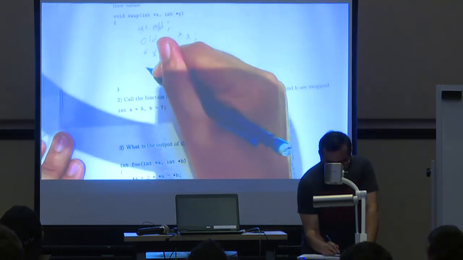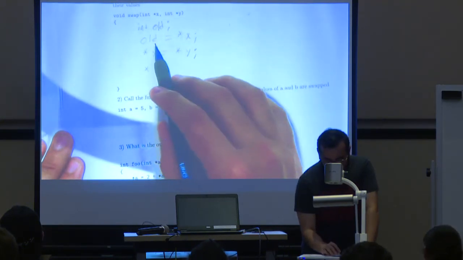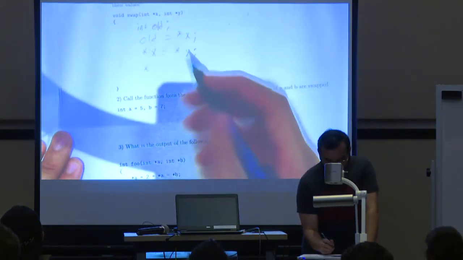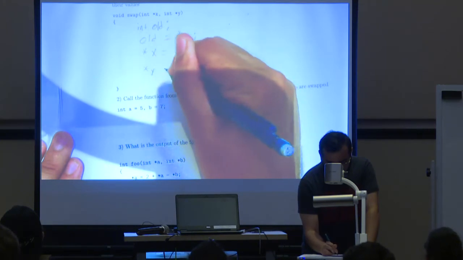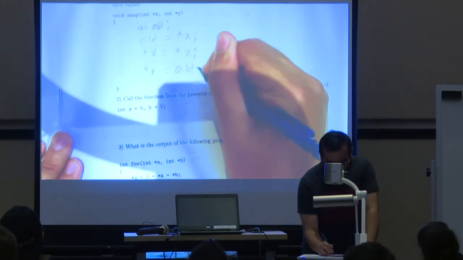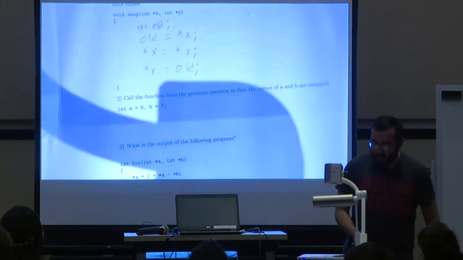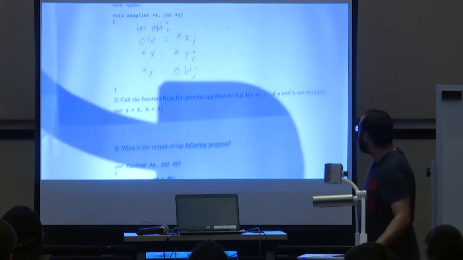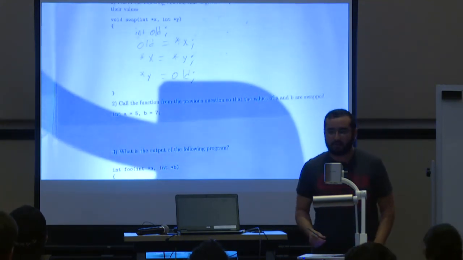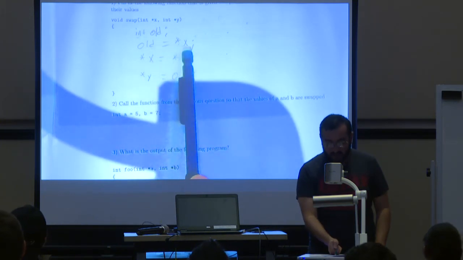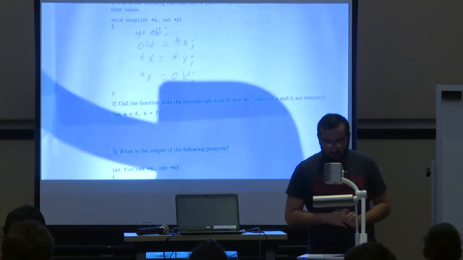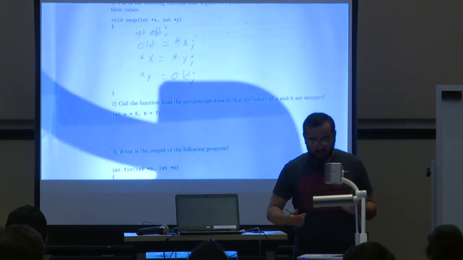Now what we want to do is, we've just overwritten x, but old still knows what x's old value was, so we can say star y is equal to old. Now, I didn't have to dereference old, I didn't have to add that star, because old itself is not a pointer, it's just an integer. And star x there, when we dereference it, x is pointing to an integer, which means that old and star x are the same data type.